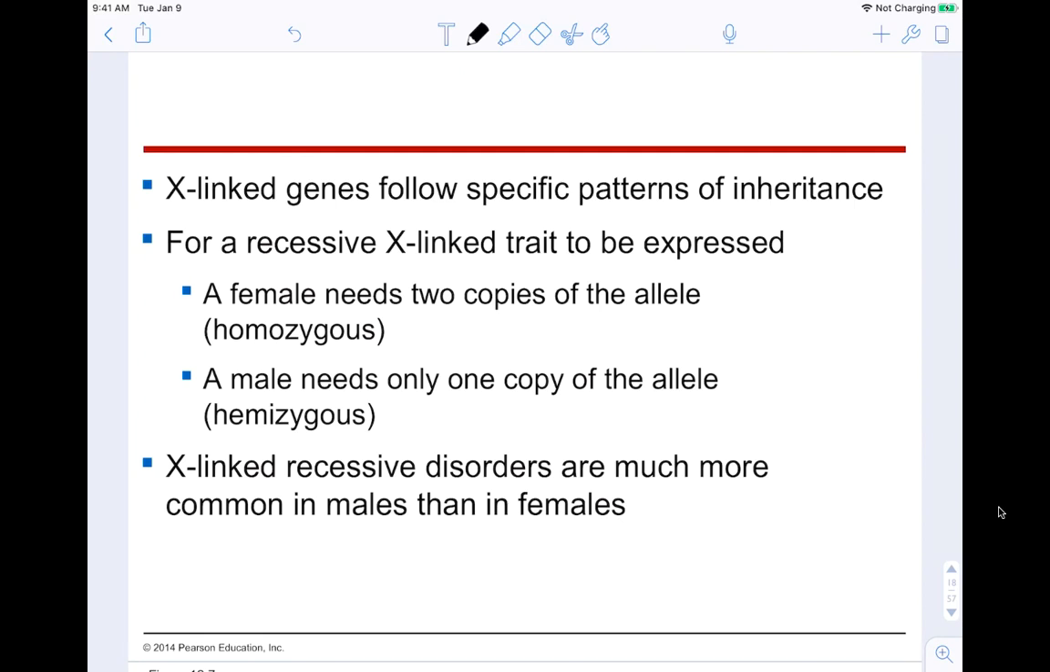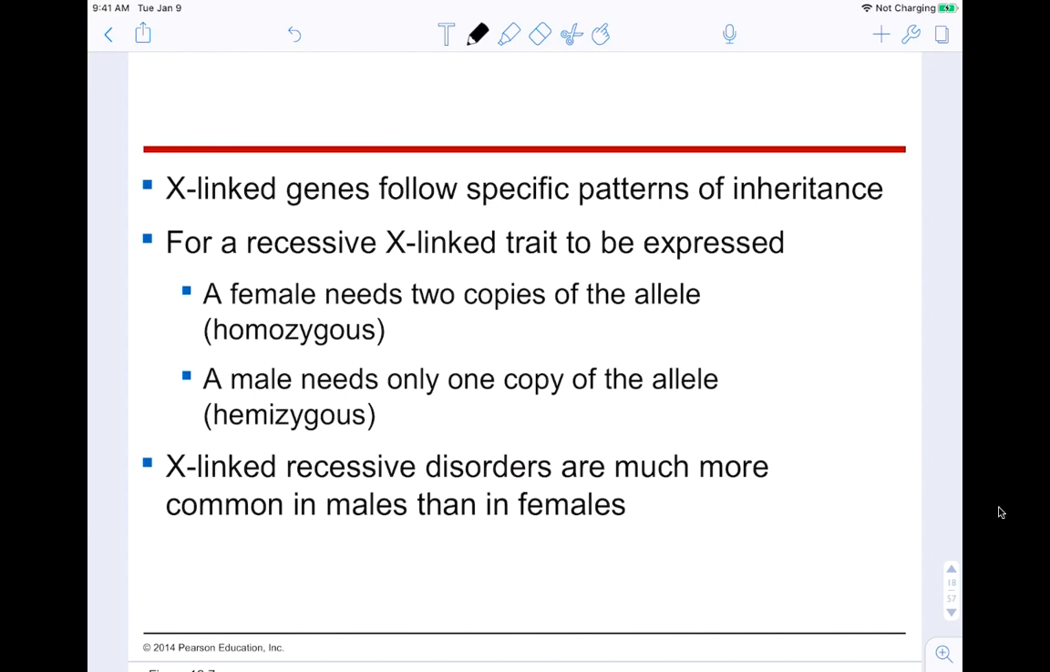And a male, they call this hemizygous, because you only need 1 copy of it, because there's only 1 X in the male's sex chromosome makeup. So a male only needs 1 copy of an allele, and that's called hemizygous. I'll draw this out for you again. But X-linked recessive disorders are much more common in males than in females.